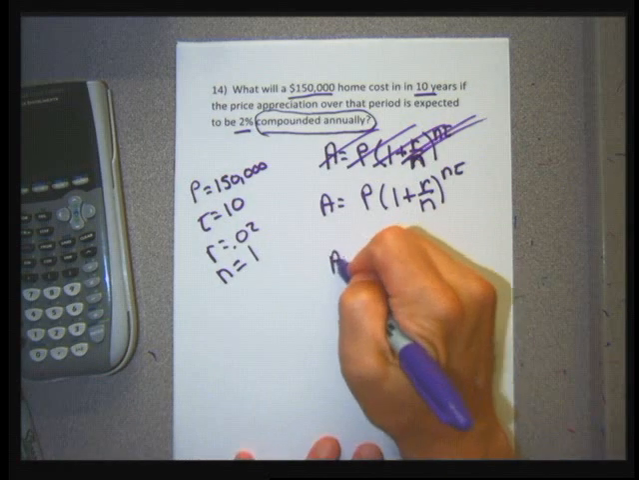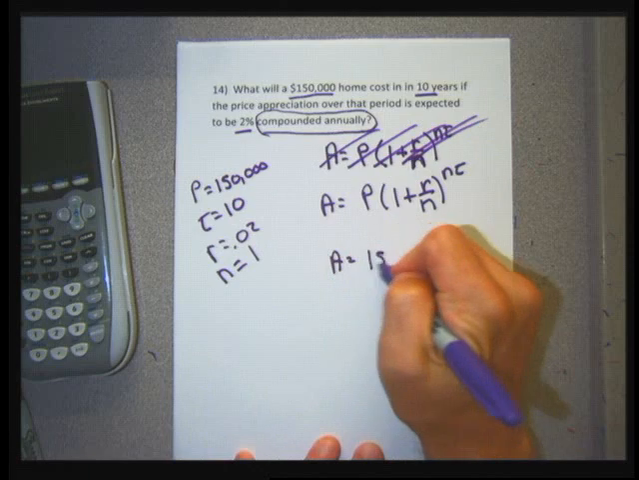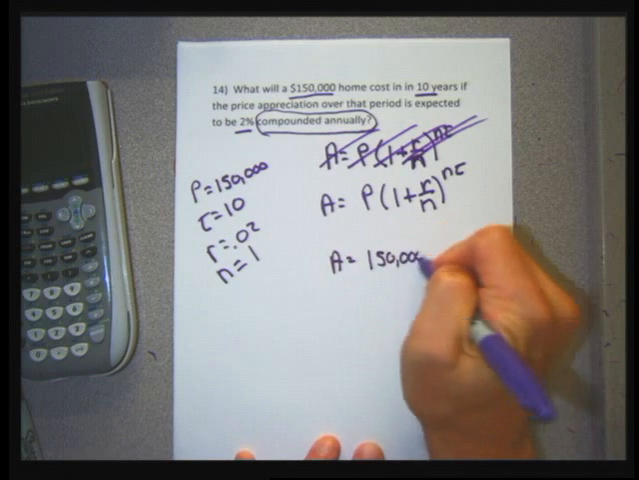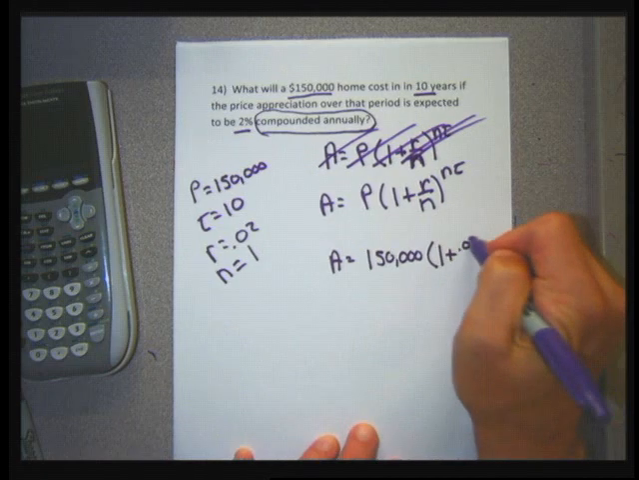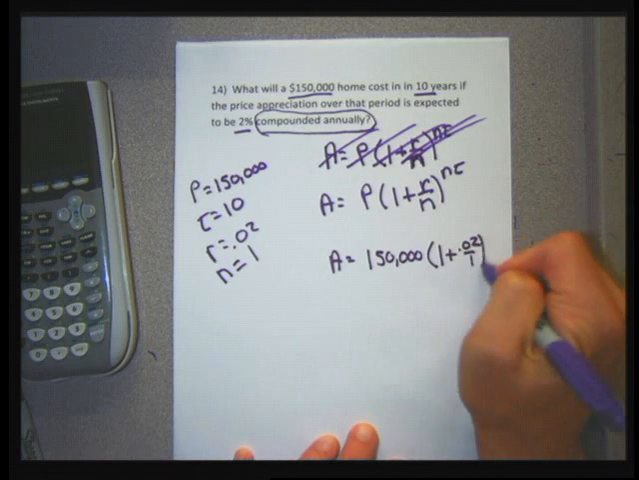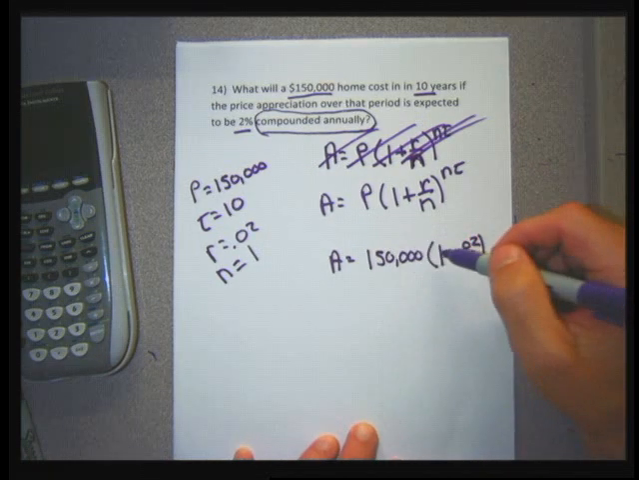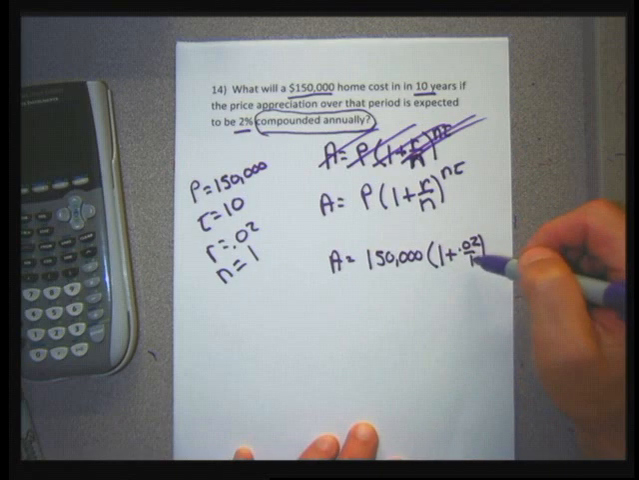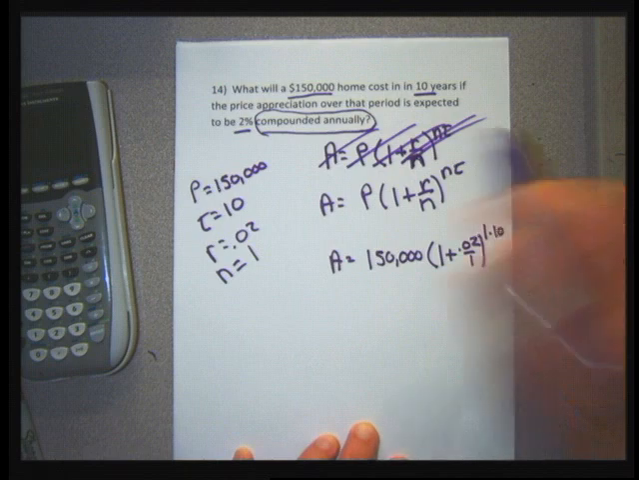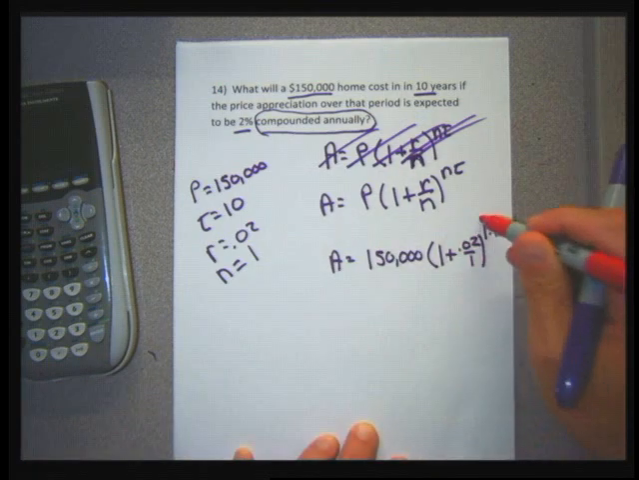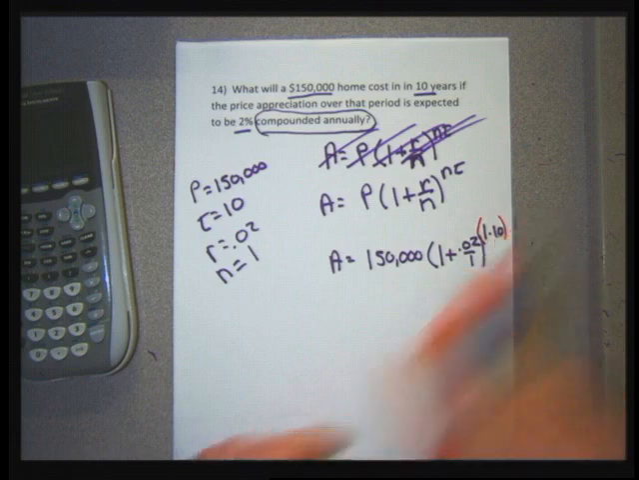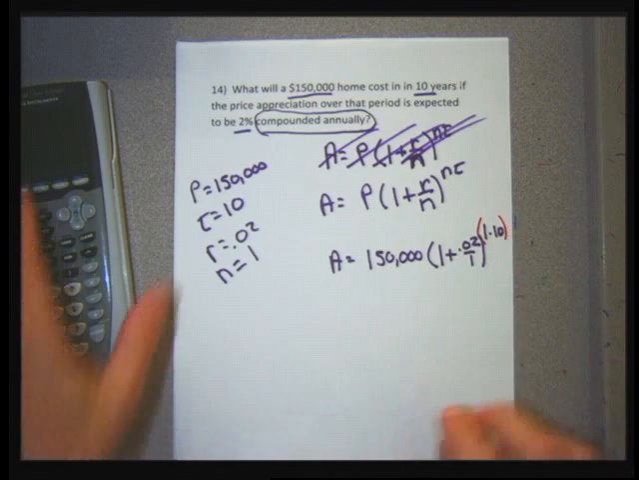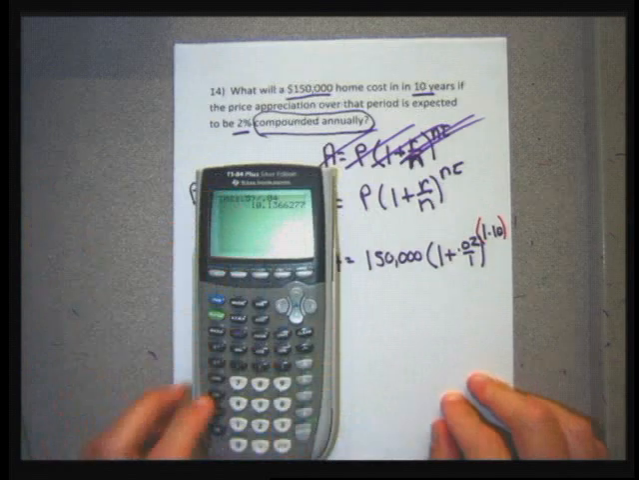And this is a nice problem. I'm not going to have to use my calculator. I'm not going to have to do logarithms in there. I can go straight to my calculator. So I get 150,000 times 1 plus 0.02 over 1 to the 1 times 10 power. Because I'm solving for A, I can go straight to my calculator. I'm going to put that exponent in a parentheses. And because I'm solving for a dollar amount, I'm going to round to 2 decimal places.